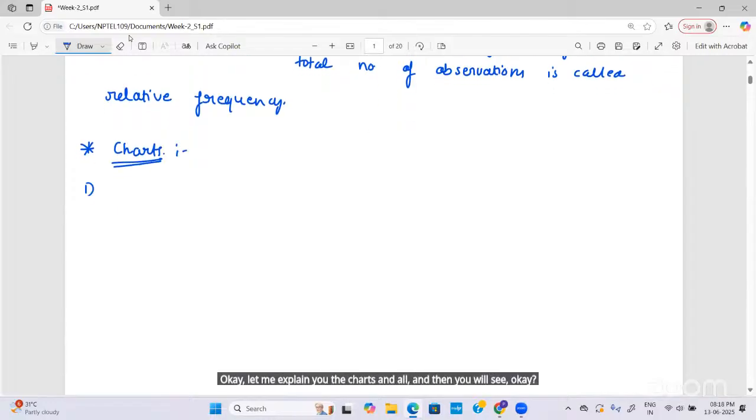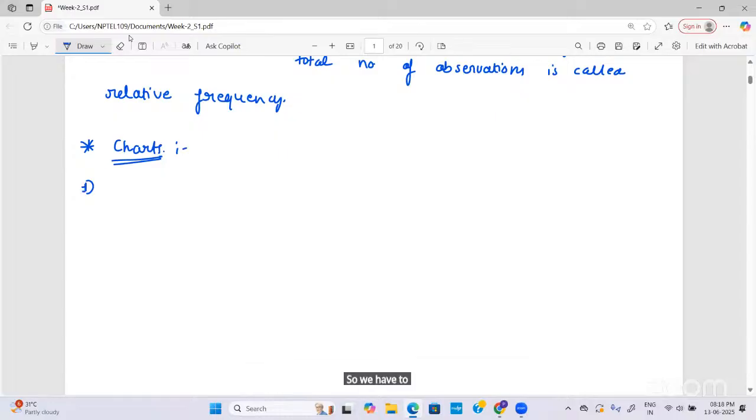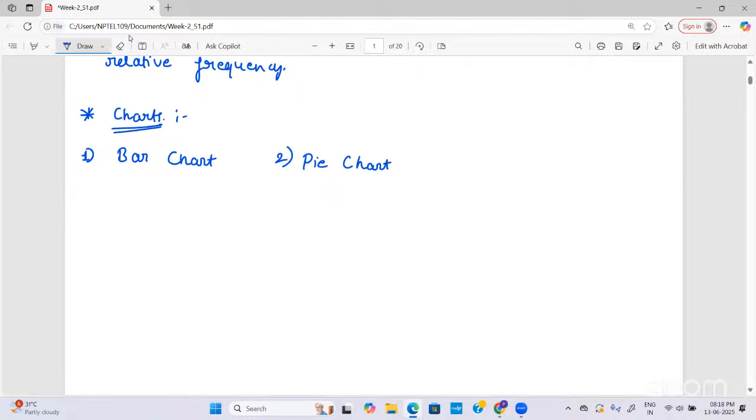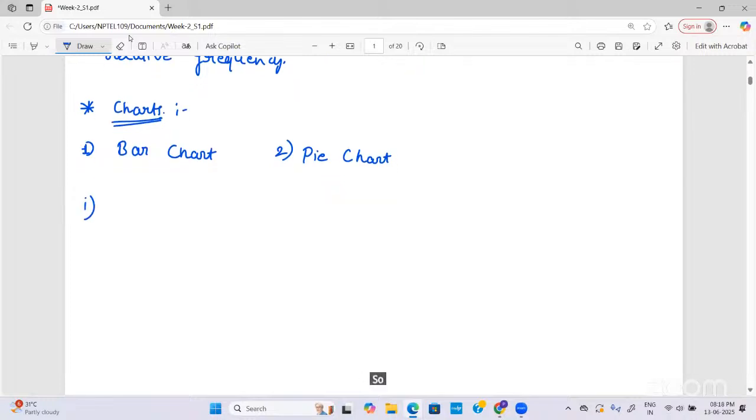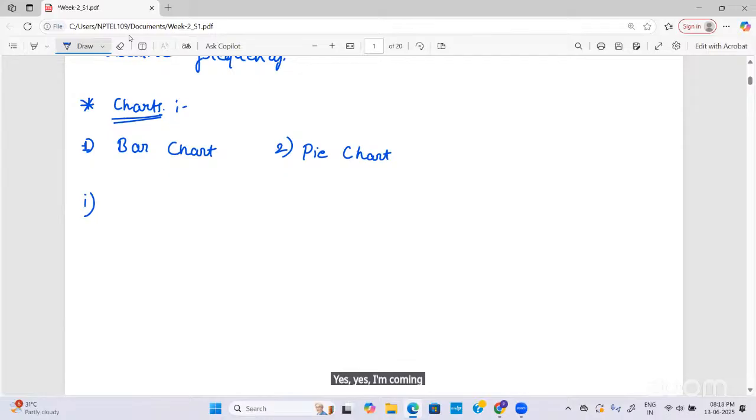So we have to study two types of chart for categorical data. The first one is bar chart, and the second one is pie chart. In bar chart, what is manipulated on the y-axis? Yes, I'm coming to that point. Just wait for a few minutes. Okay, let's take pie chart first.